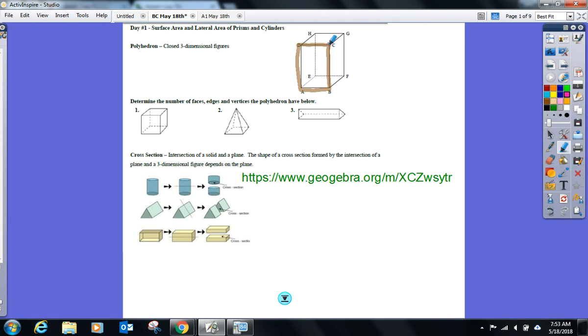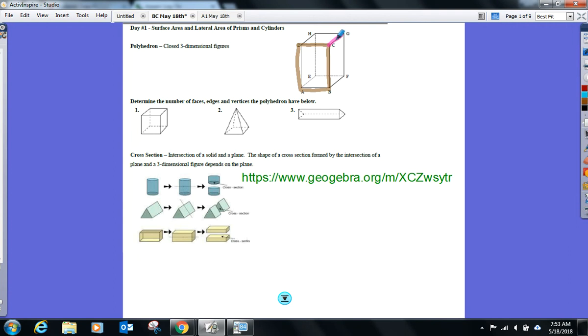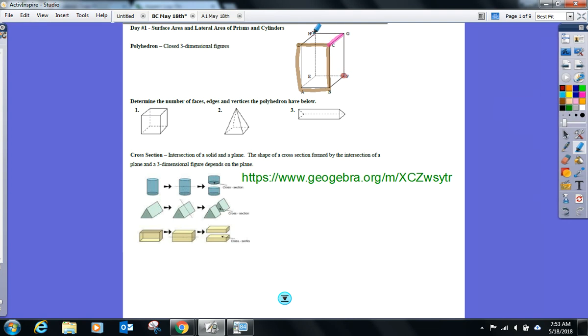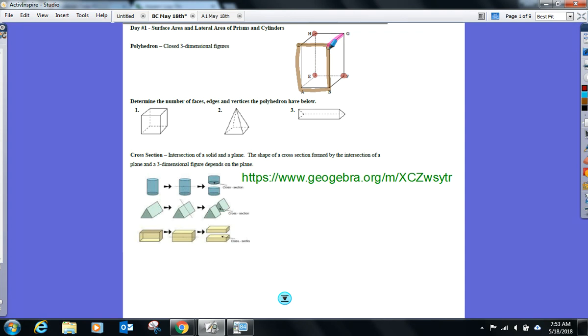An edge is part of the face. And the third part is a vertex. So F a vertex, H a vertex, E a vertex. So I have a face, an edge, vertices. That's what I need you to be able to identify in any polyhedron I give you.